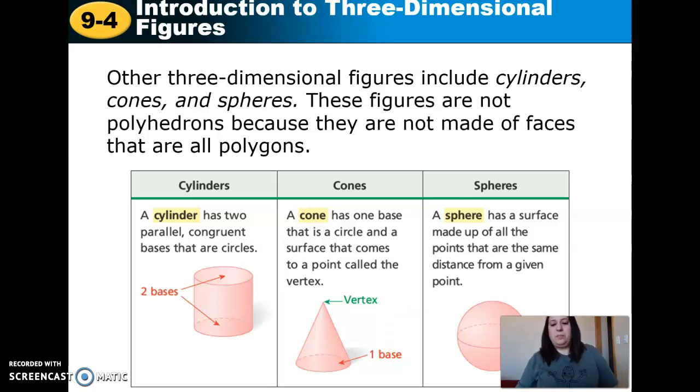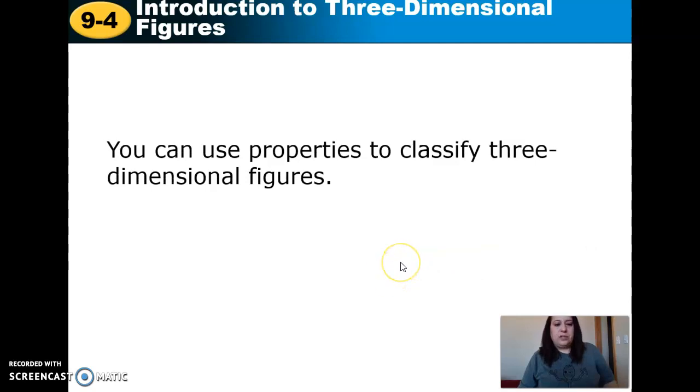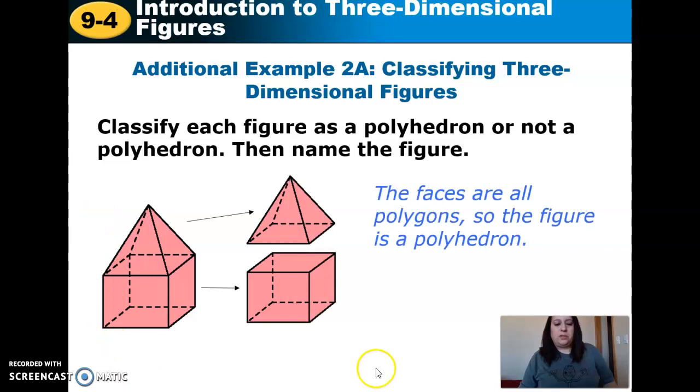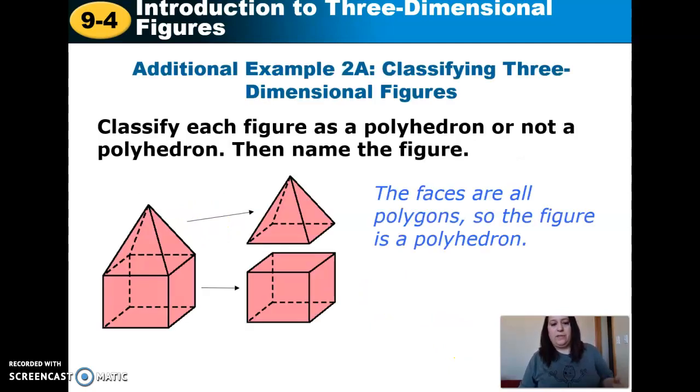And then a sphere is simply made of all the points that are the same distance from a given point. That's just a fancy way of saying it's essentially like a 3-dimensional circle. It's kind of like a ball, a basketball, a baseball. Those are all spheres. So you can use properties to classify 3-dimensional figures, which just means telling you what we have going on.